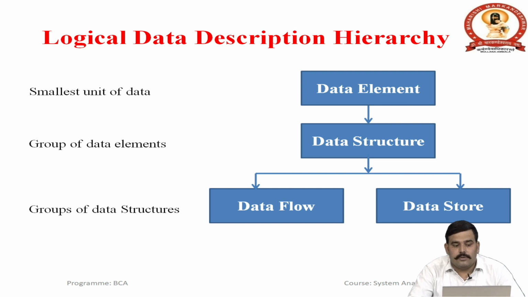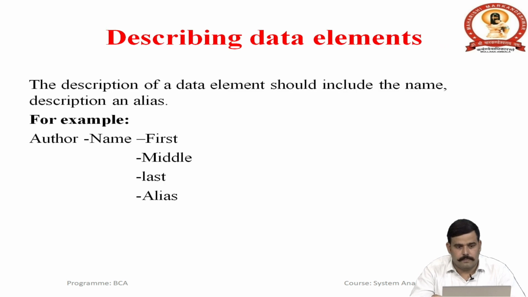And a group of data structures can be a data flow and a data store. If the data structure is in a flow or in motion, at that time that group of data structures will be referred to as a data flow, or if the group of data structures in the system is at rest, that is the data store. You can easily understand the hierarchy of data element, data structure, data flow and data store in a data dictionary during the structural analysis. How can we describe the data elements?